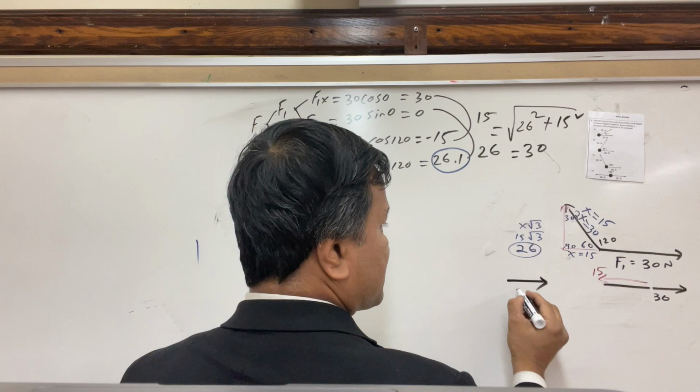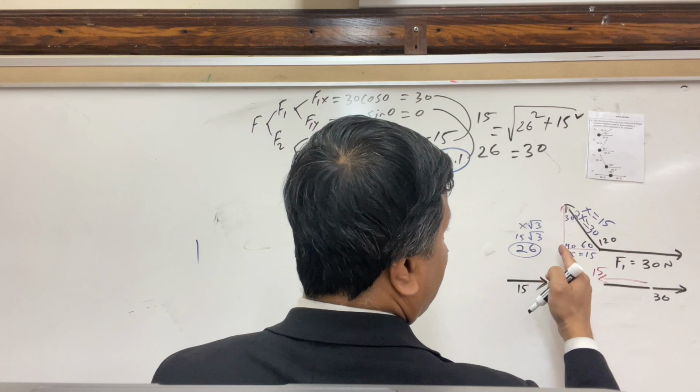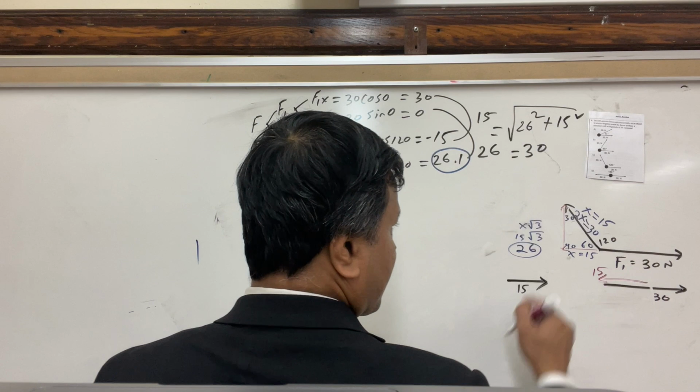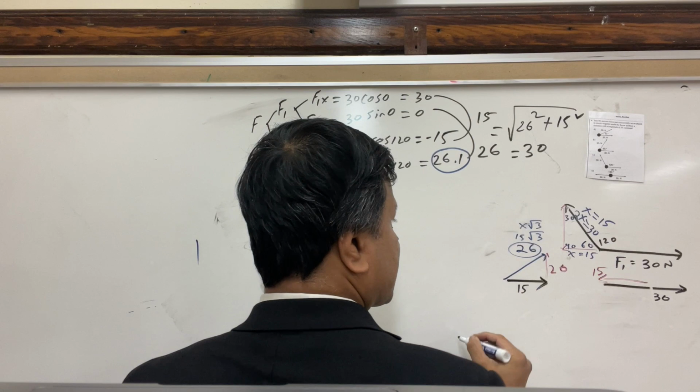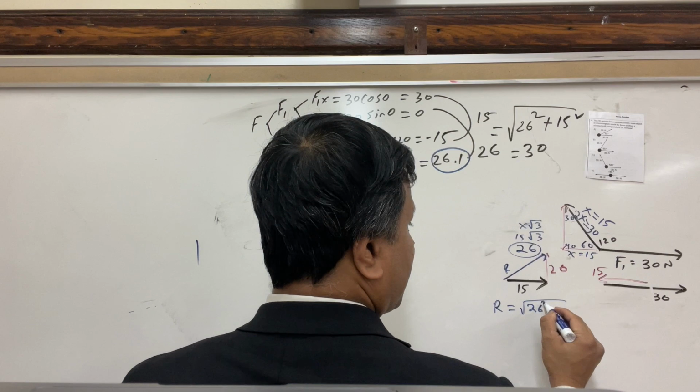On the top you have this. Now take this one and put it on the head of this one. And this is, of course, 26. And this is the resultant. And the resultant is, of course, the square root of 26 squared plus 15 squared, and that will be 30.